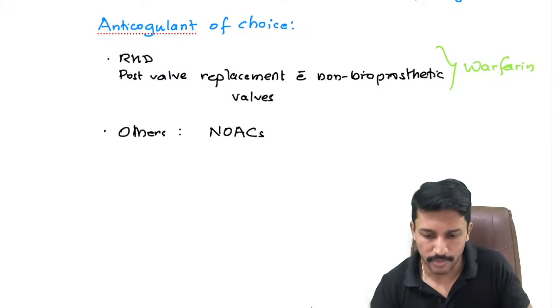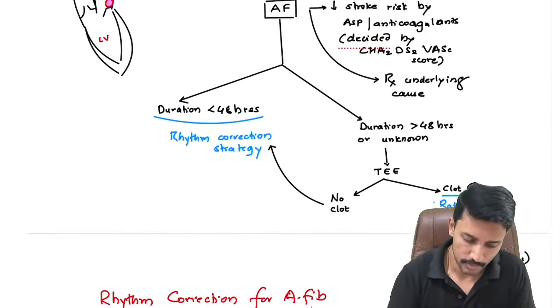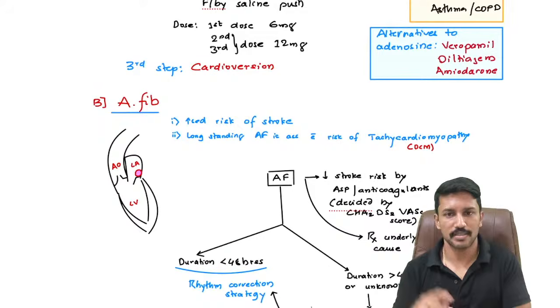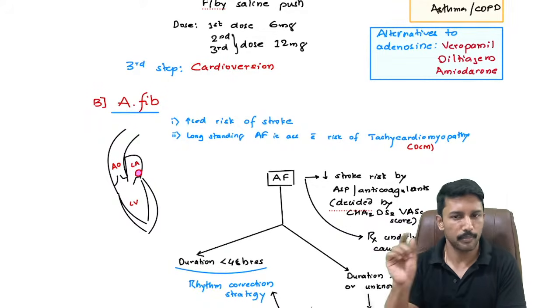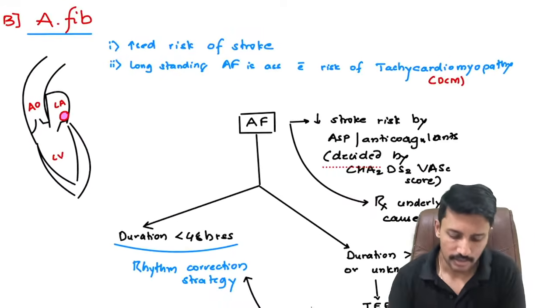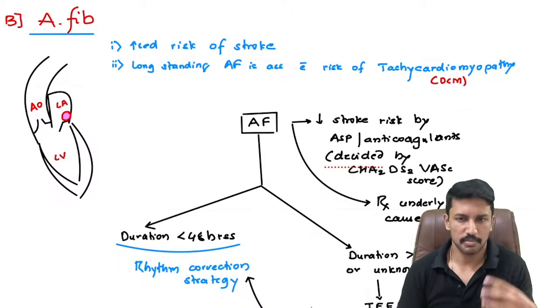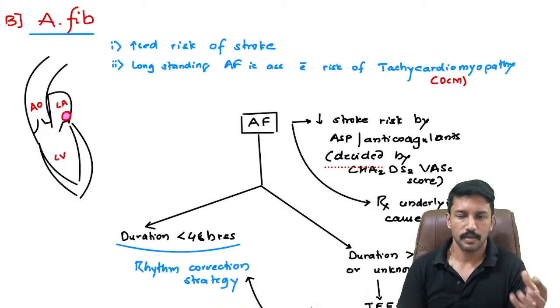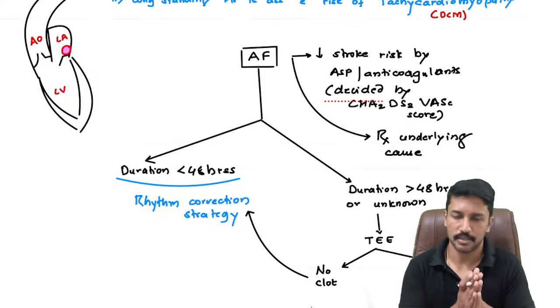So let me summarize our management of atrial fibrillation. If I get a patient with atrial fibrillation, on the ECG it appears as a narrow complex tachyarrhythmia with absent P waves and varying RR interval. Once I recognize that, for the management I have to look at the duration. If it is less than 48 hours duration, it is basically a paroxysmal AF. The clot and stroke risk is less, so I will directly go for the rhythm correction strategy.